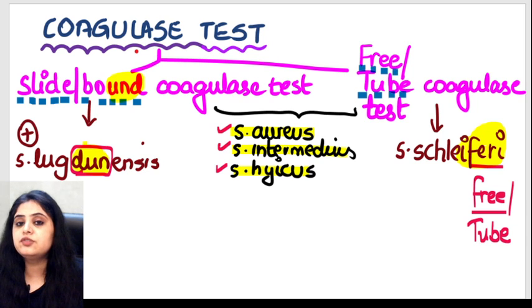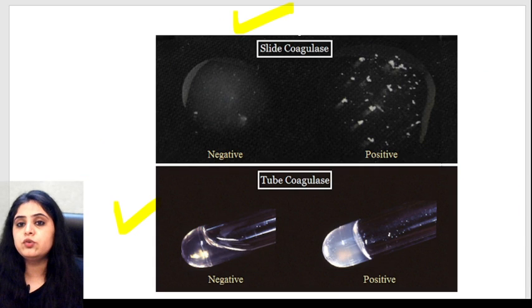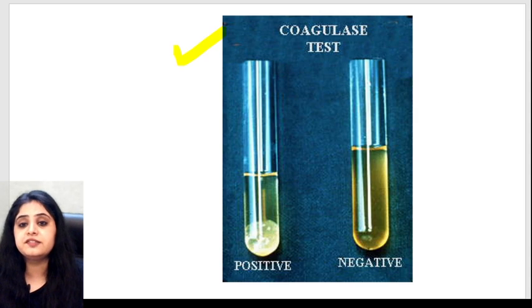Okay, so lugdunensis shows you bound, and bound is 5 alphabets. So we have the slide coagulase test. Let me show you pictures. Over here you see the first one, which is being carried out on a slide. So that's a slide coagulase test. The second one is on a tube, so that's the tube coagulase test. That's another picture of the tube coagulase test.